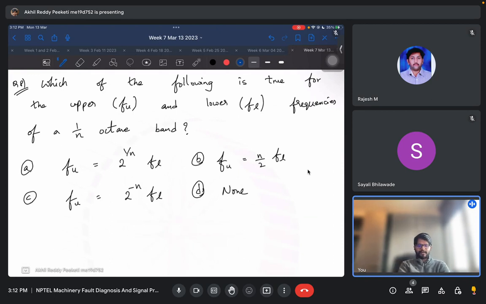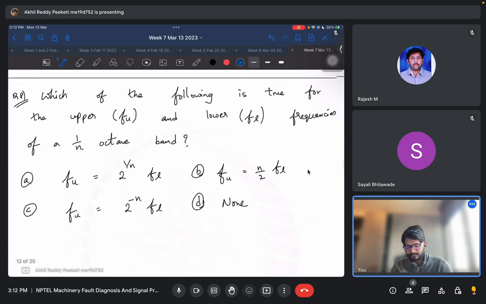Next we move into octaves. If you have come across octaves, then maybe you will be able to answer this question. Which of the following is true for the upper and lower frequencies of a 1 by n octave band? They are asking how the upper and lower frequencies are related. Any idea?